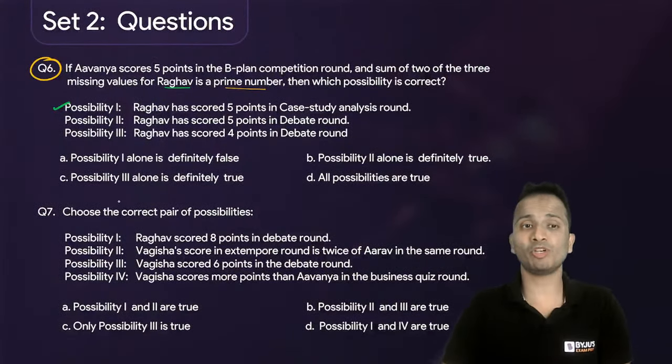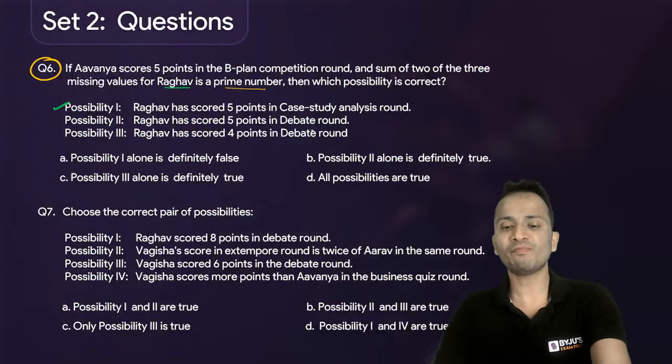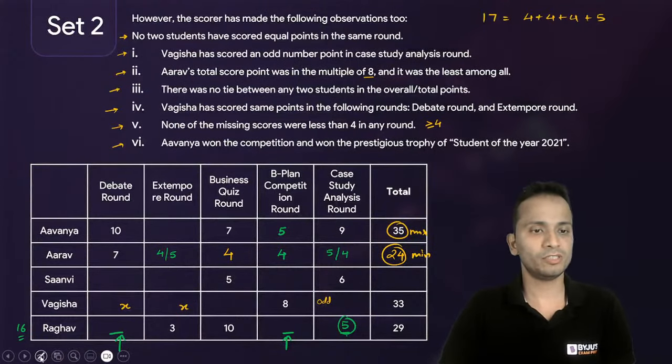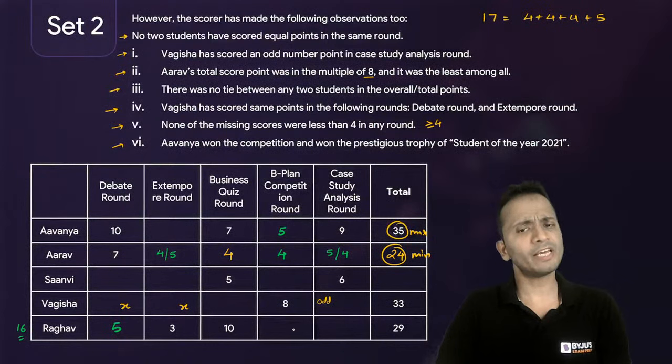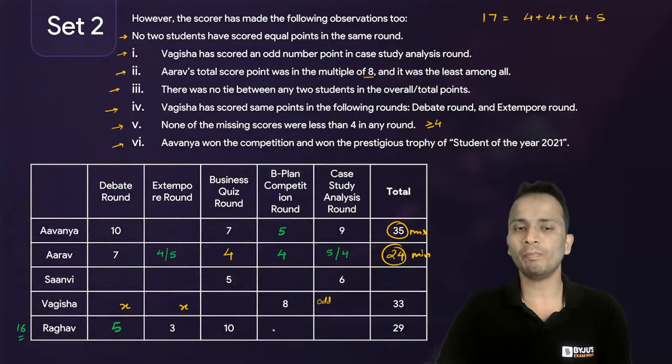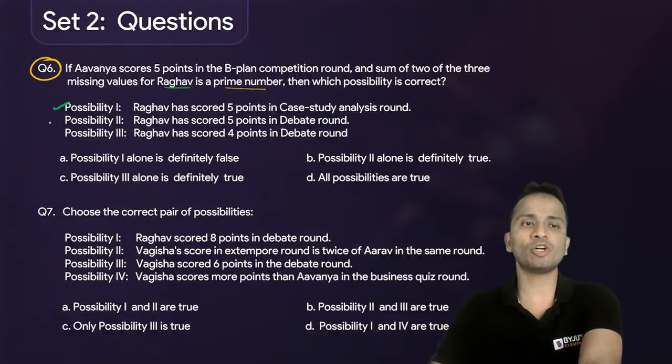Look at the second possibility. Raghav has scored 5 points in debate round. Let's erase everything else. 5 points in debate round. Yes, he can score 5 points here. Raghav cannot score 5 in B plan competition; 5 cannot come there. 5 can be case study, 5 can be debate. So the second possibility is also fine.